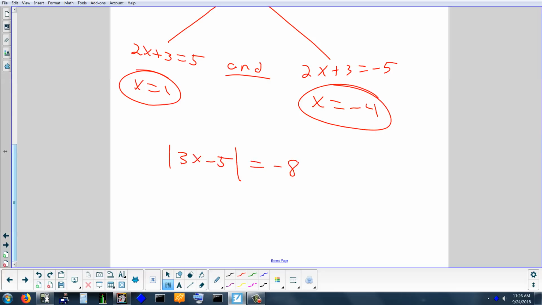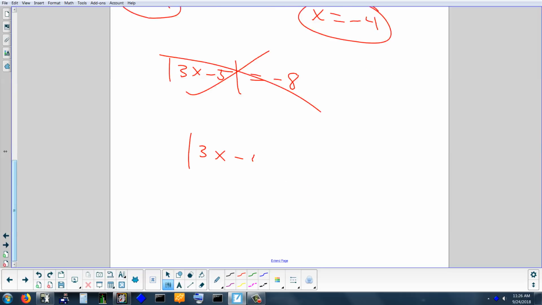Look at what you have there. You have absolute value equals negative 8. Yep. Absolute value can't equal negative. An absolute value never equals a negative. So you can do the whole procedure here, and you'll get two answers, but they won't work at all. Okay, they won't work. You can't solve a problem like that.